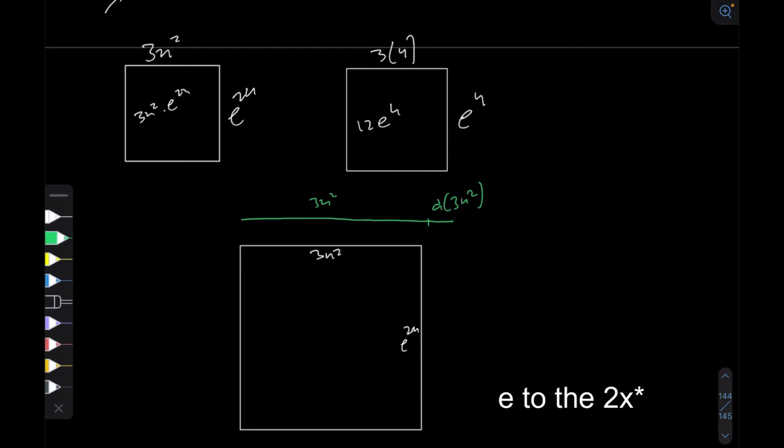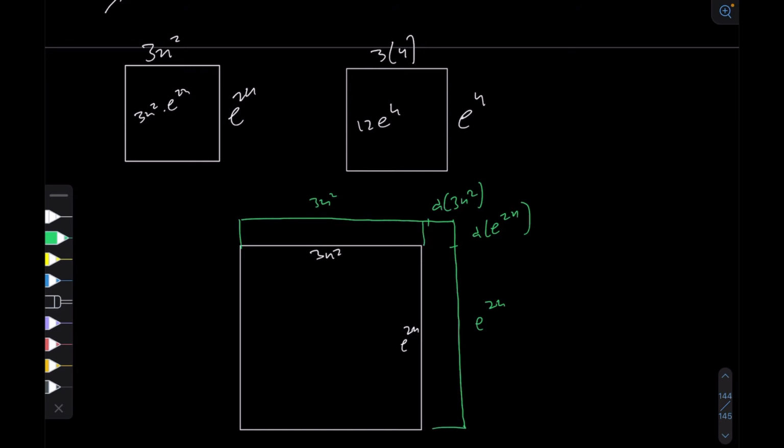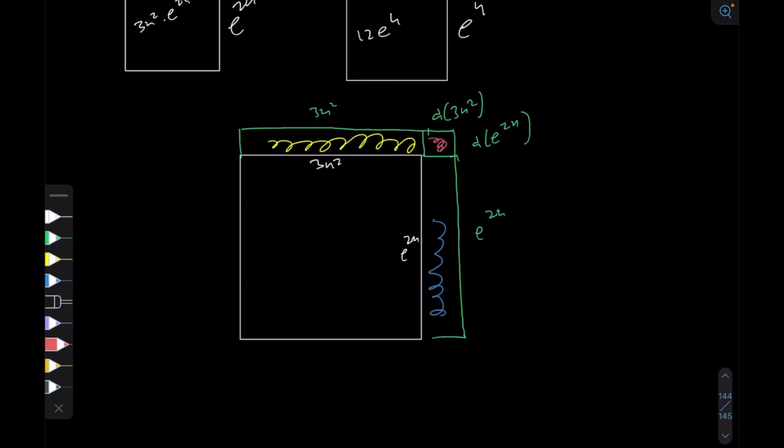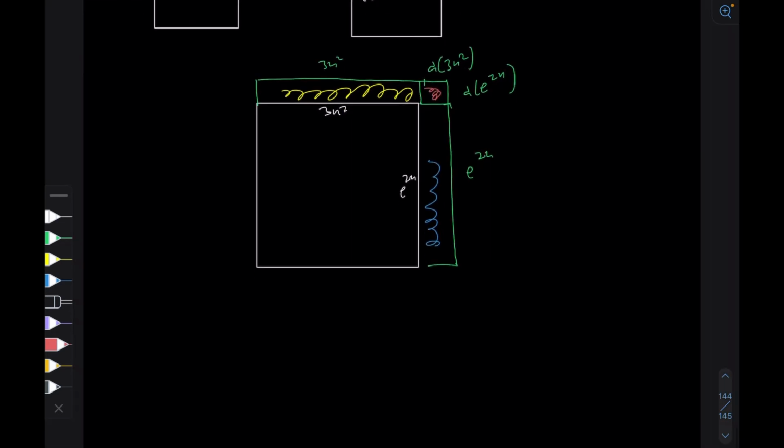And similarly for e to the 2x, when I increase my x a bit, there's also some increase in e to the 2x, right? D just means small change, by the way. So this is e to the 2x. So when I complete my rectangle, what I could see is that the change in area, or in other words, the change in y, is this thing plus this thing and also plus this thing, right? So when I change my x a bit, this is the resulting change in the y value, right?